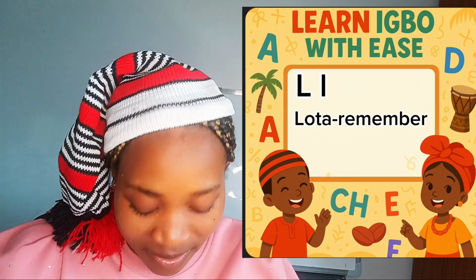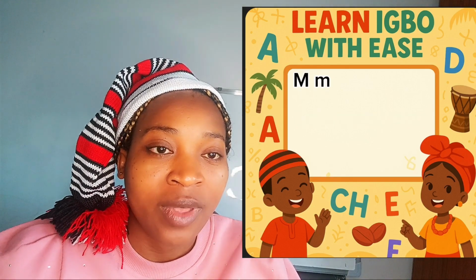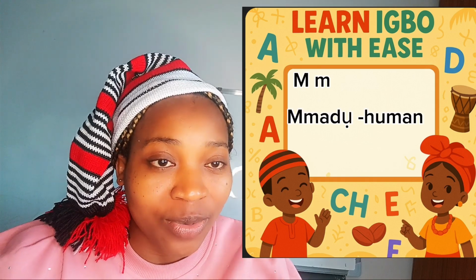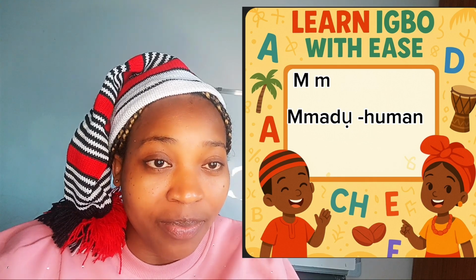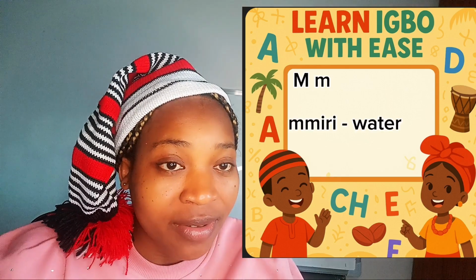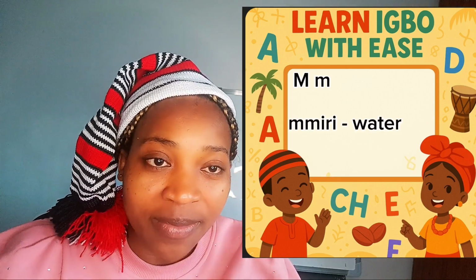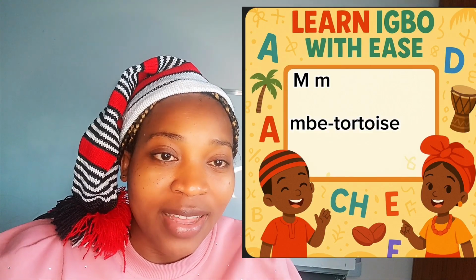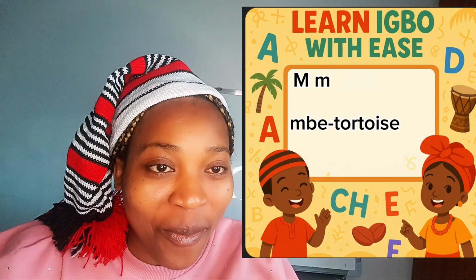Lotam, remember me. The next one we have is Bomaka, Mado, that is human. Mado is a human person, okay? You can say Miri. Miri is water. You can say Mbe. Mbe, that is a tortoise. A tortoise is called Mbe.